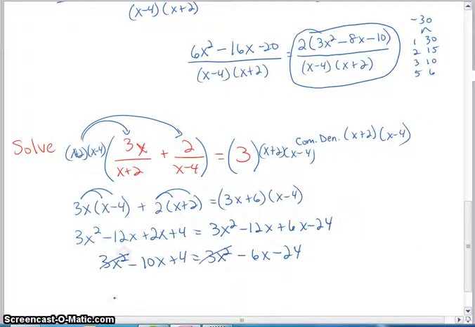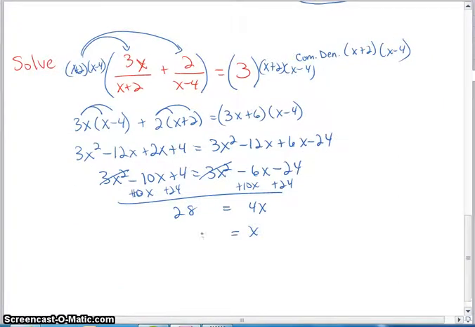So 3x squareds are gone. I'm going to add 10x. I'm going to add 24. So now I have 4x equals 28, which means x equals 7. Don't forget to go back and check your answer. So if I have x equals 7, will that make the denominator 0 at all? So it would be 7 plus 2 will be 9. 7 minus 4 will be 3. So it doesn't hurt my restrictions. So I'm done.